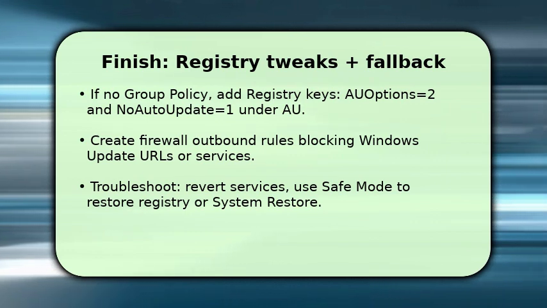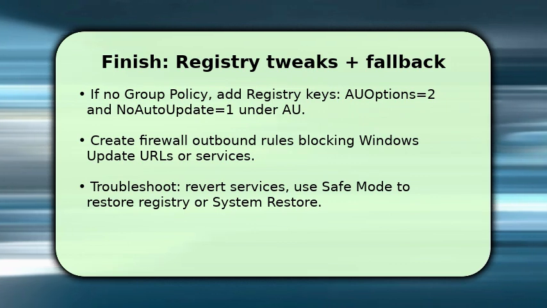Optionally create outbound firewall rules blocking the Windows Update service or known update hosts to add a network level block. Once complete, clear the SoftwareDistribution folder to avoid queued installs and reboot.